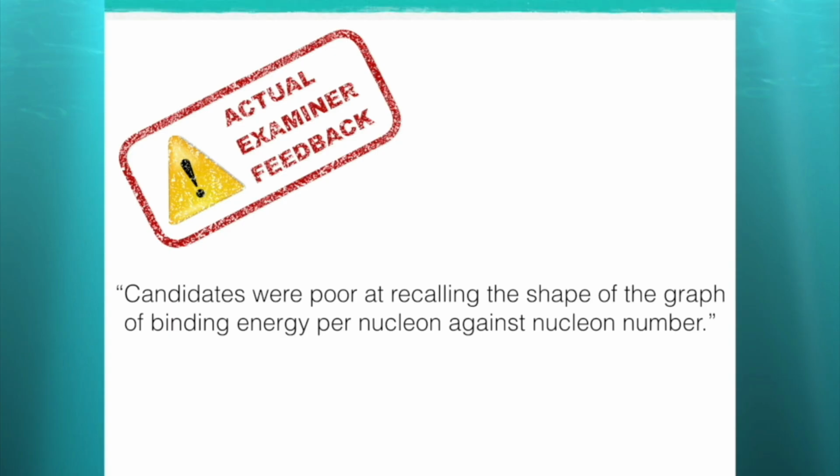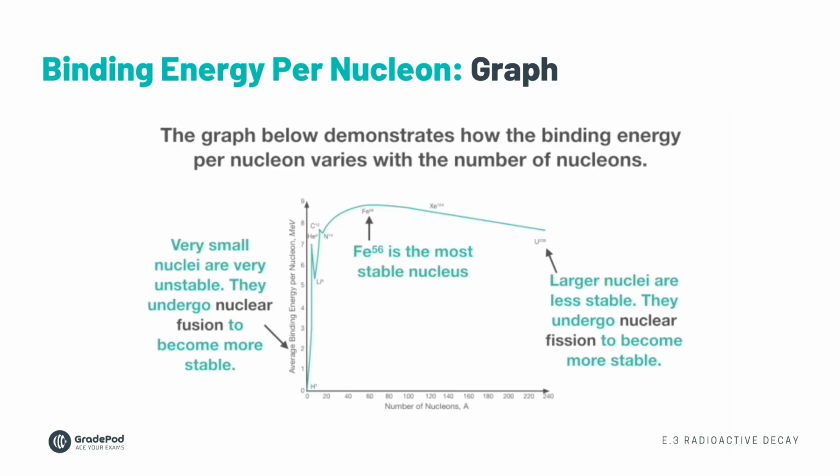Time for a bit of actual examiner feedback. Candidates were poor at recalling the shape of the graph of binding energy per nucleon against nucleon number. So please do have a rough idea of what is on either axis of this graph, but also the rough shape. You can see there's a point here where we've got helium-4, which is very stable, goes down to lithium, and then we reach the greatest stability point at iron.